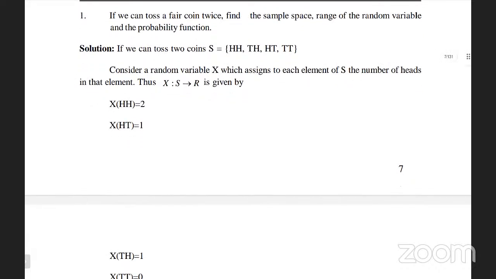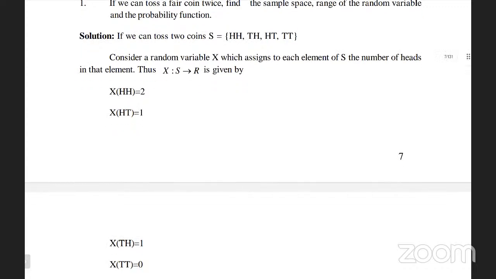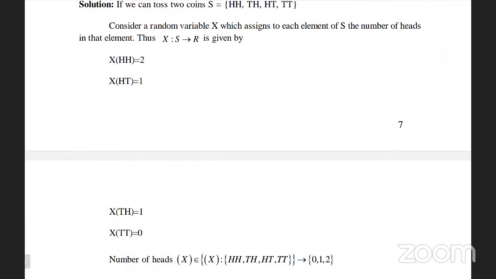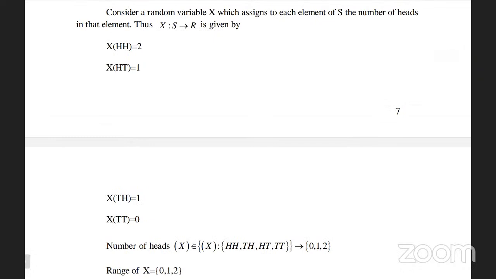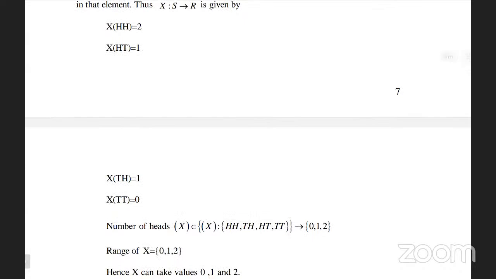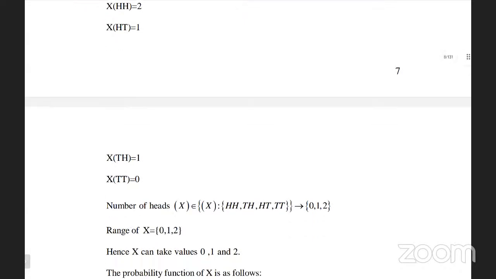How many do we have? 4 possibilities. Here, the probability of getting heads. How many heads can we have? Two heads, one head, and zero heads, no head. The range is {0, 1, 2}: zero heads, one head, two heads. Two heads means HH. One head means HT or TH. No head means TT. Now this is the range.